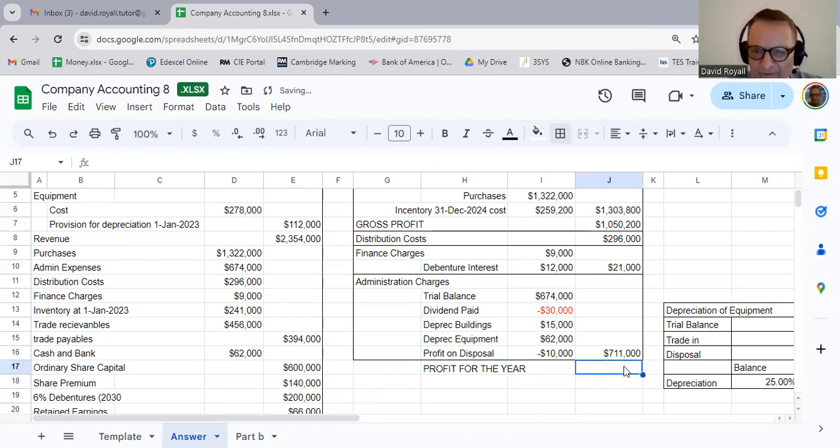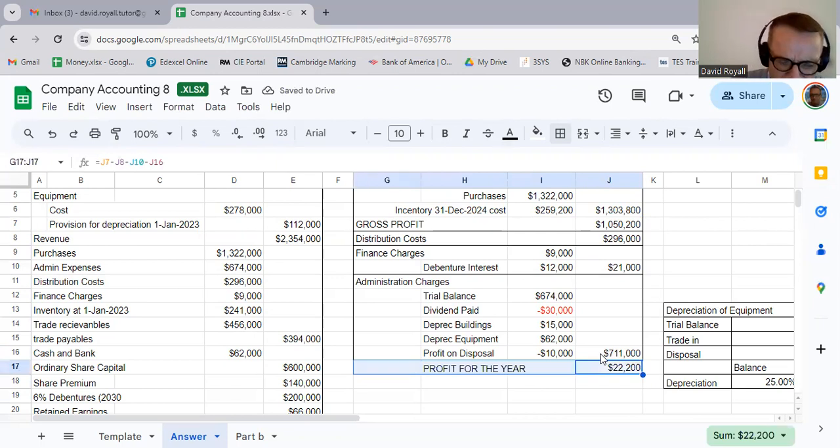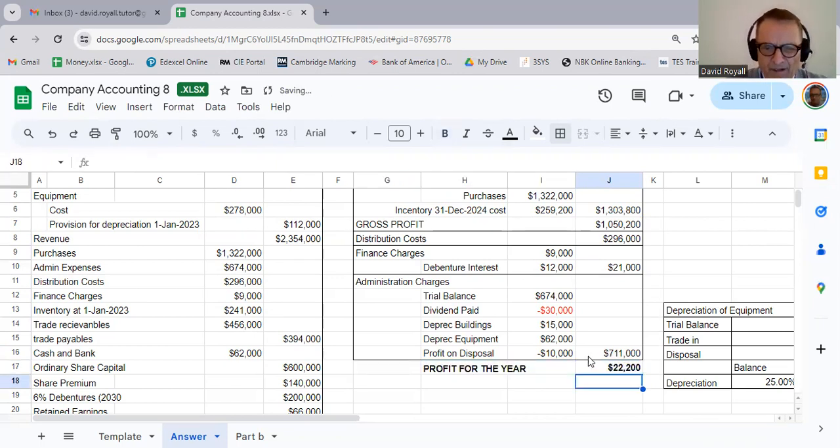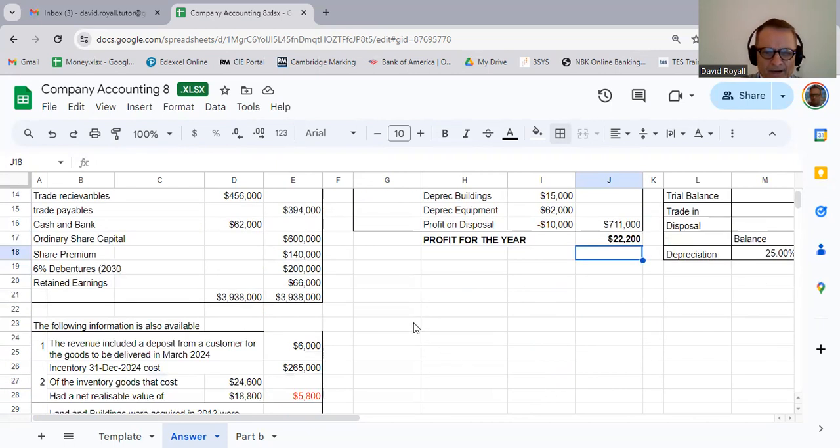So let's be careful with this. We start with the gross profit and we take away the three categories: minus the distribution cost, minus the financial charges, minus the admin charges, to give us a figure of 22,200. Let's say a lot of work in there. Okay, but we're not finished yet.